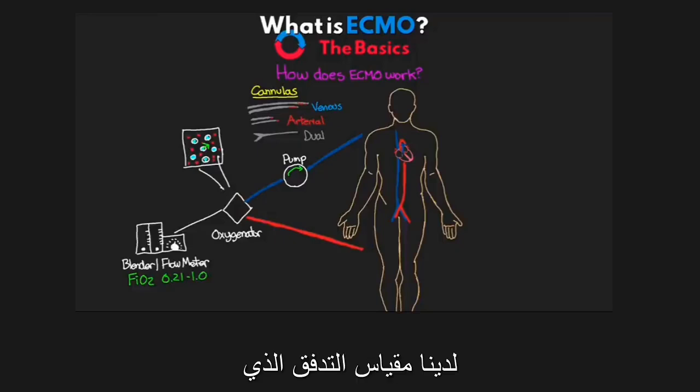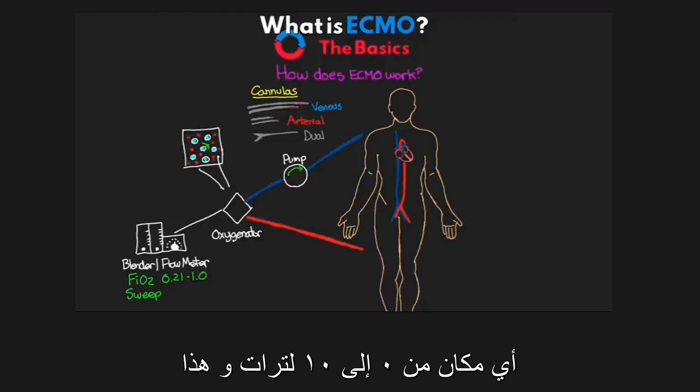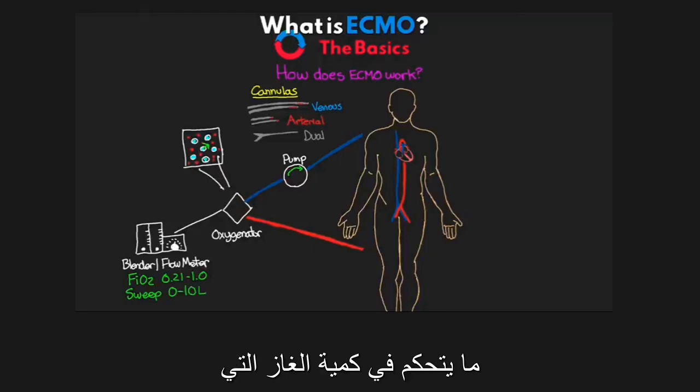And this takes place in the blender. And then we have the flow meter, which is going to control our sweep gas flow anywhere from 0 to 10 liters. And this is what controls the amount of gas that we have going through the oxygenator.